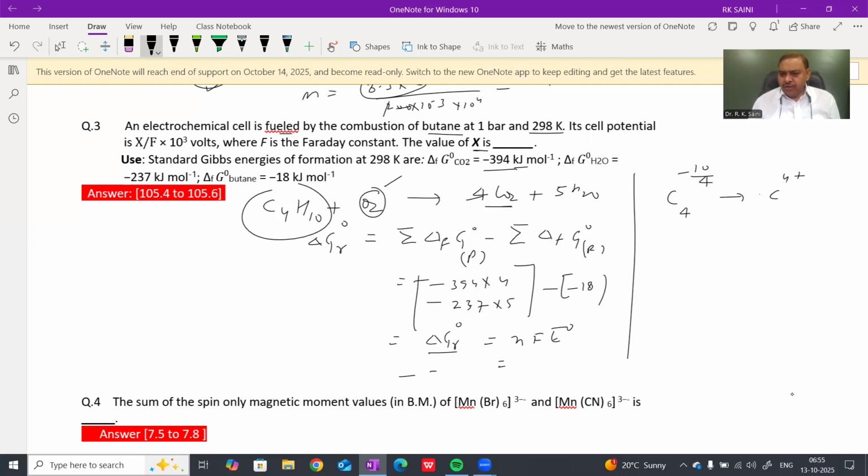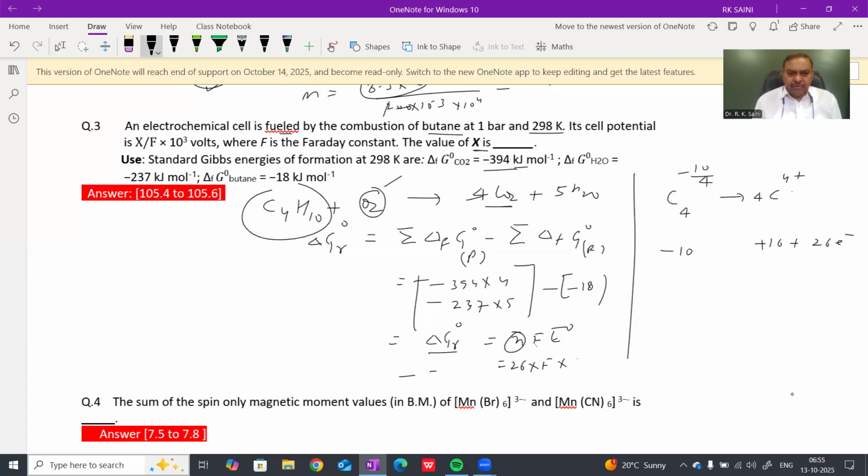The oxidation state of carbon is plus 4. First of all, we balance the atoms and then balance the charge. On the left hand side, the total charge is −10, and on the right hand side, the total charge is 16. Therefore, we add 26 electrons. Therefore, n is 26. F·E is given, n is 26.